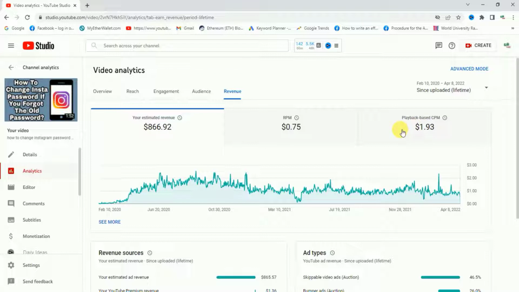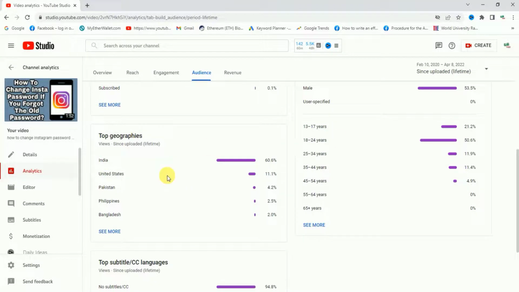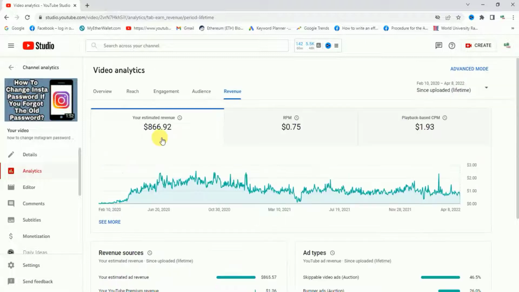The CPM also depends upon the region from where you are getting your views. Most of the views are coming from India and the CPM for India is not that good, and I was able to get some traffic from the United States, that's why my CPM is much better. So this is how much I have got for my 1 million views on YouTube.